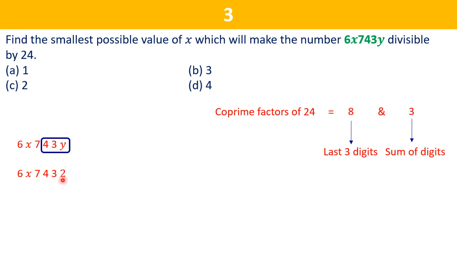Because 432 is divisible by 8, y can be 2. So we have decided what y is, and we have done it for the number 8. Now we will check for 3.